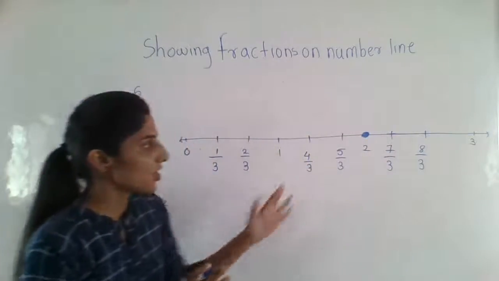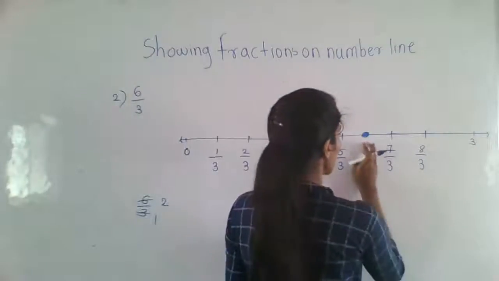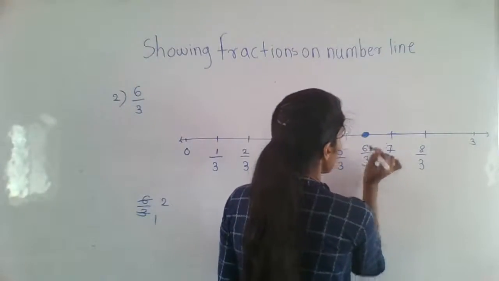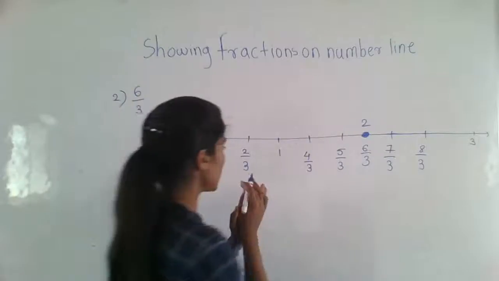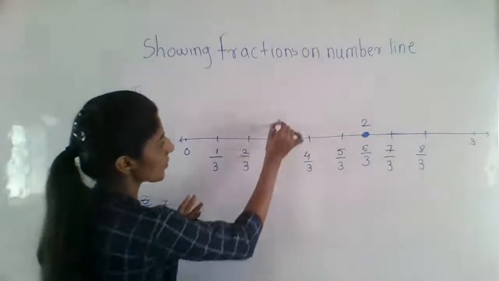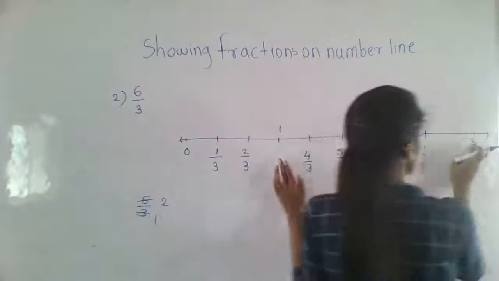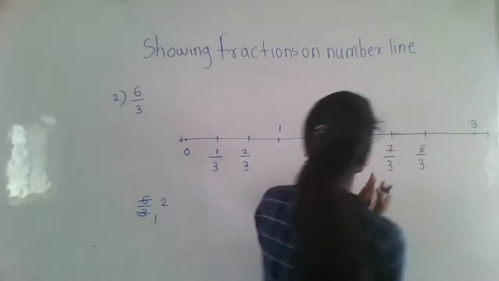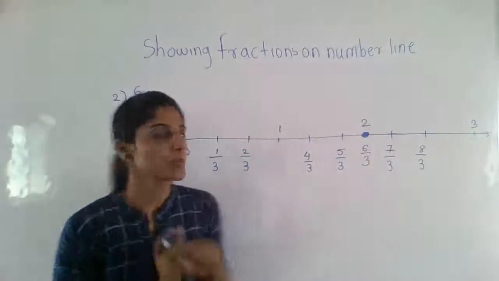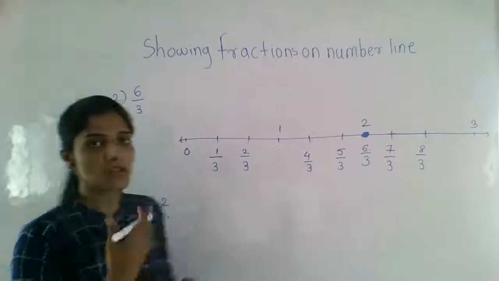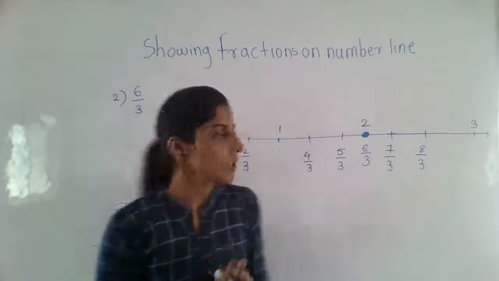Okay, understand? Or we can write it as suppose 6 by 3 and that is our 2. We can write it as suppose on upper side that is 3. You can write like this or like only 2 because 6 by 3 is equal to 2. Understand?